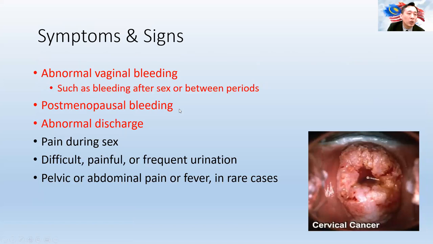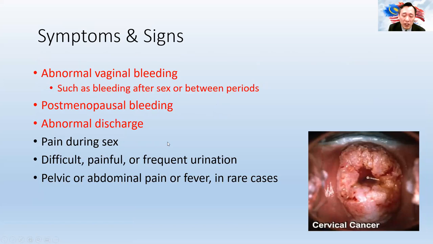The signs and symptoms of cervical cancer are abnormal vaginal bleeding, such as bleeding after sex or intermenstrual bleeding, post-coital bleeding, post-menopausal bleeding, abnormal discharge and pain during sex, difficult and painful urination, and pelvic abdominal pain. When they have pelvic abdominal pain, that means the cancer must have spread outside the cervix.